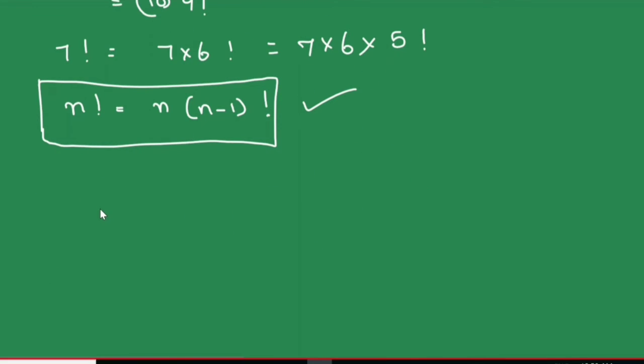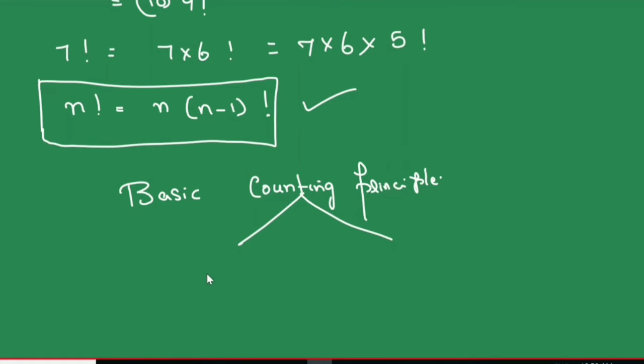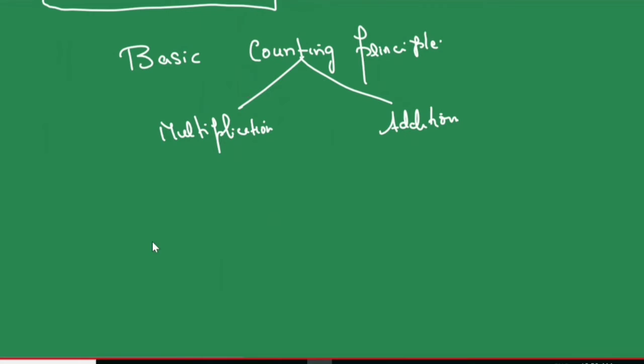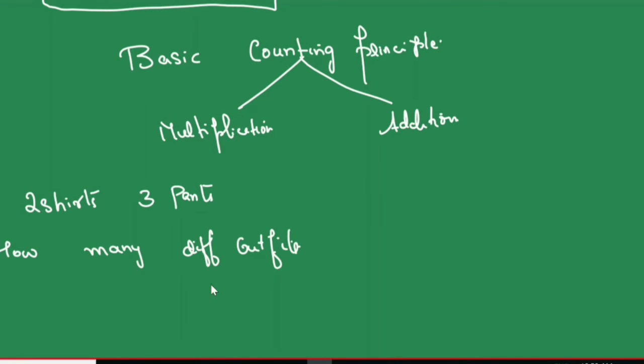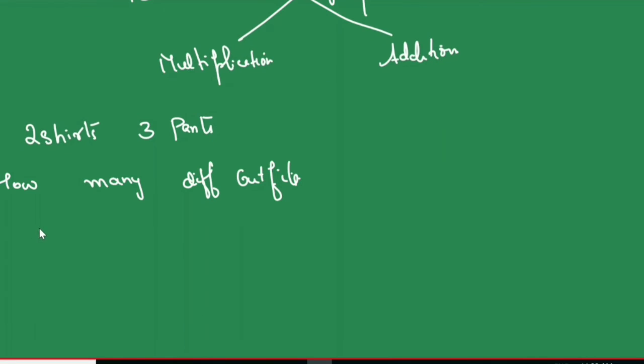Then the second concept is basic counting principles. You have two: one is the multiplication principle and the next one is the addition principle. So let us see what the multiplication principle is. Suppose you have 2 shirts and 3 pants. How many different outfits, or different choices, can you have? I'll write this as shirt 1, shirt 2, and pants.